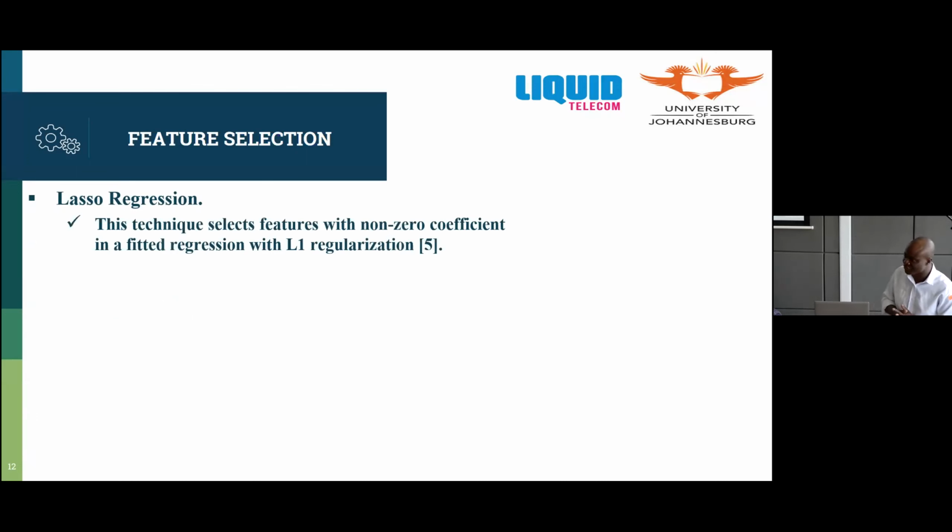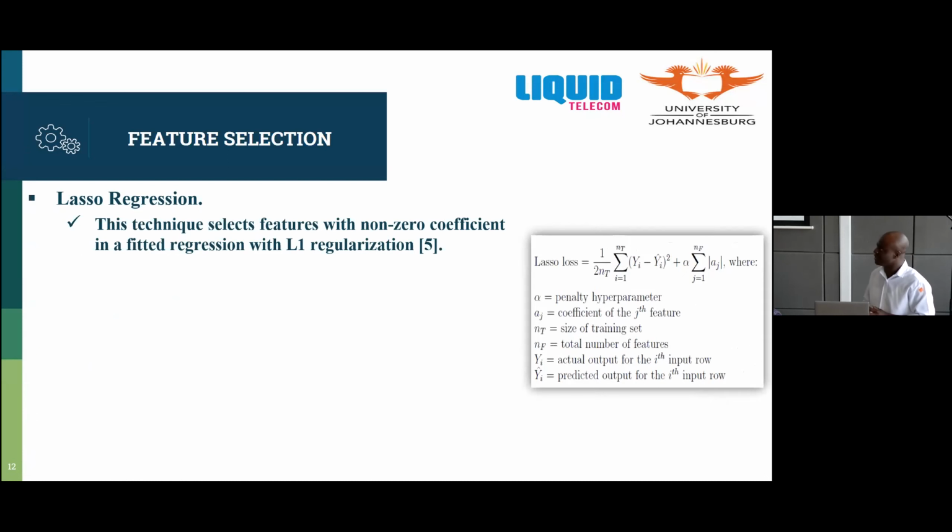So as a continuation, the next method I'm going to mention is lasso regression. All right. How does this work? This technique selects features with a non-zero coefficient in linear regression with L1 regularization. All right, I'm just going to show a little image here to show what the lasso loss actually looks like. If you notice, there is a penalty parameter there. It's called alpha. So by adjusting the alpha value between 0 and 1, it enables some of the features to be dropped.